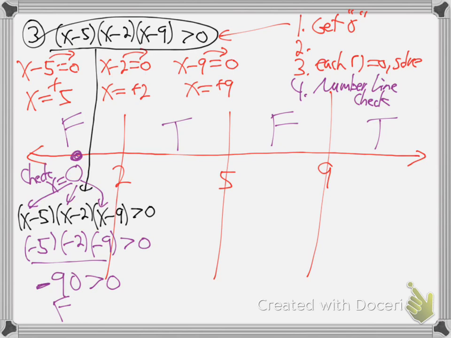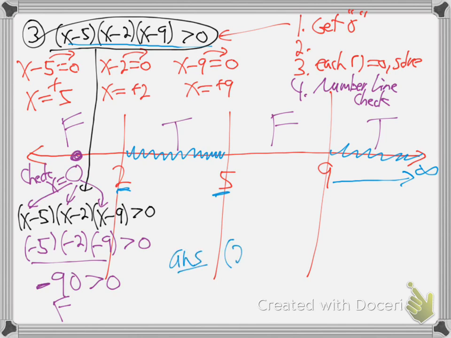The answer is the true sections, which would be this one. We want to know where it's true. That means all the numbers between 2 and 5 make this original statement true, and all the numbers from 9 and onward to infinity make it true. So what's my answer? It's from 2 to 5 united with 9 to infinity. So it's left edge, right edge, left edge, right edge: 2 to 5, 9 to infinity.